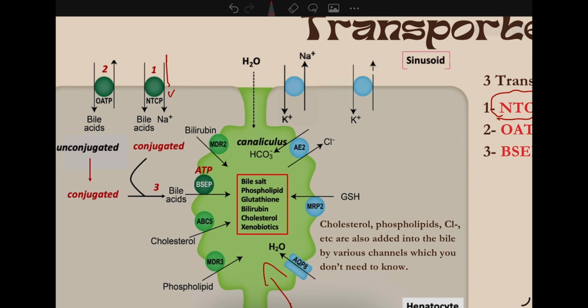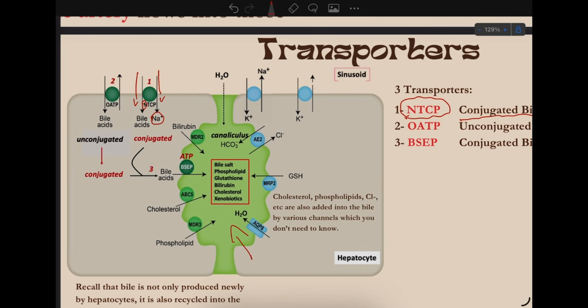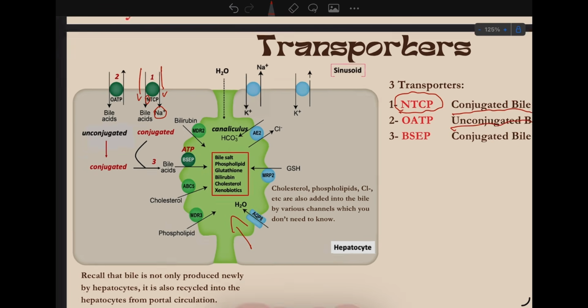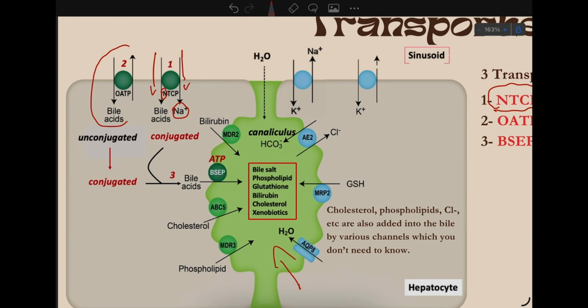They come by this transporter, which works as a co-transporter with sodium. And you can remember it from the N. This N is for Na, sodium. Now the other transporter will be for unconjugated bile salts that are coming into the hepatocytes. Can you see that? Okay, this transporter is the one used for unconjugated bile acid.